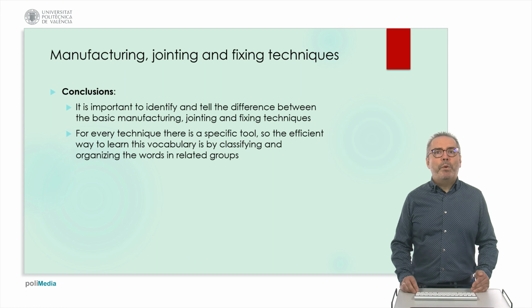In conclusion, it is important to identify very clearly the different manufacturing, fixing, and jointing techniques in engineering in order to use the correct and the adequate vocabulary. For every technique, there is a specific tool or a piece of machinery which is related to it. So the efficient way to learn this vocabulary is by classifying it in groups and also putting them together. For example, the manufacturing technique or the joining technique together with the corresponding piece of machinery or tool.